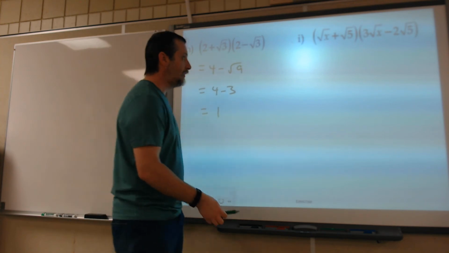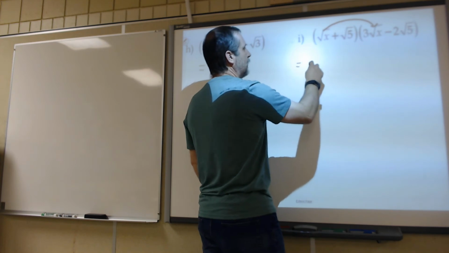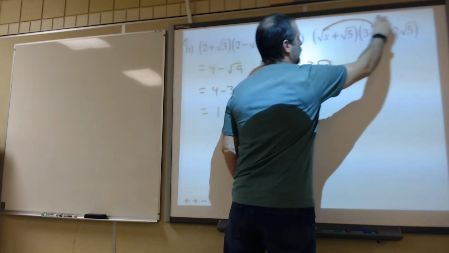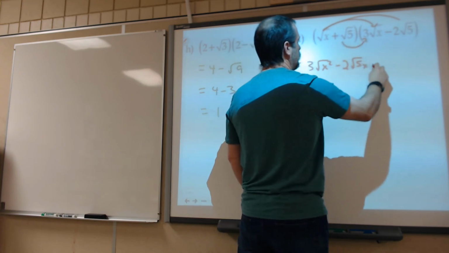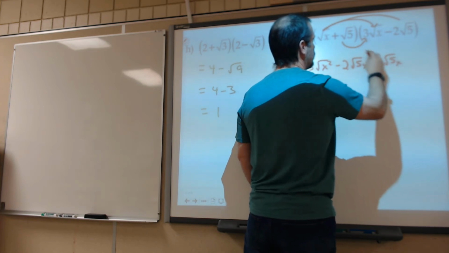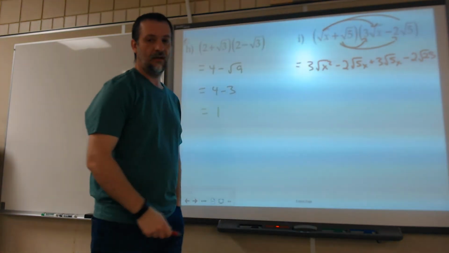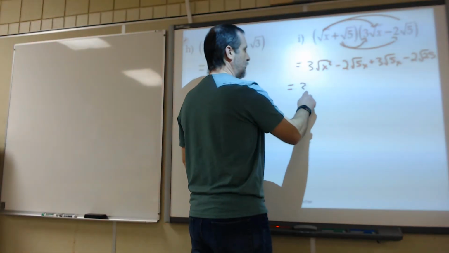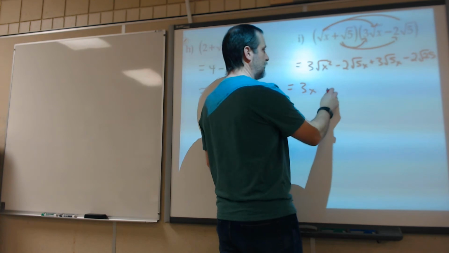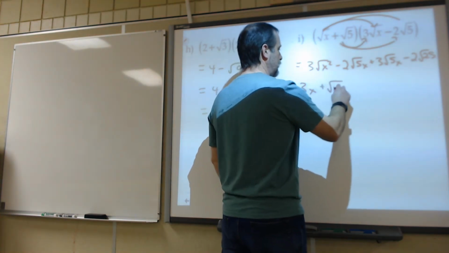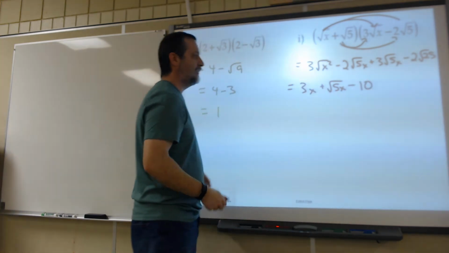The last one here, root x. So again, I'm just doing my FOIL. 3 square root of x squared, minus 2 root 5x, plus 3 root 5x, minus 2 root 25, and then I can simplify 3x. I've got a minus 2 root 5x and 3 root 5x. Those like terms can be combined, so that's just going to be plus 1 root 5x, and 2 times the square root of 25 is going to be 10, and I'm done there.